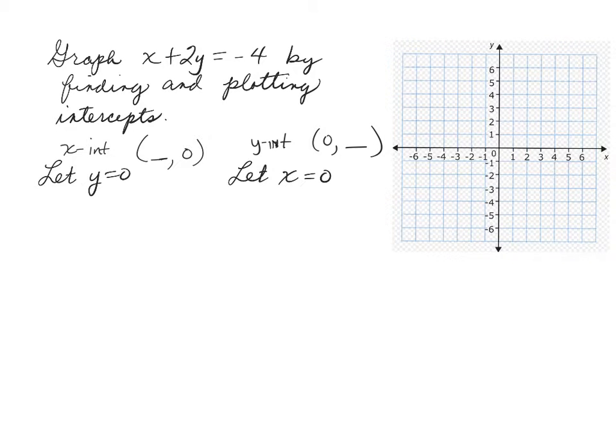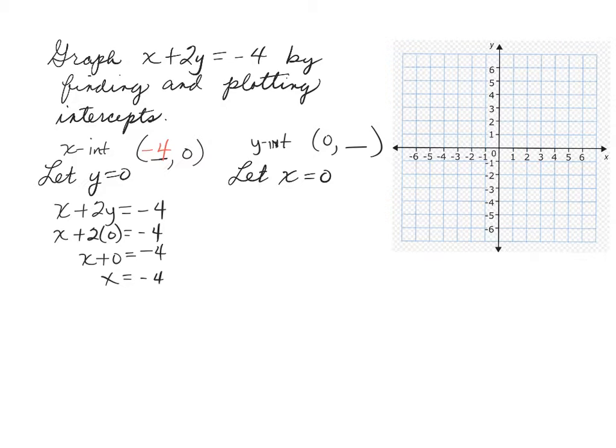So let's go back and let y equal 0 in our equation. Our equation is x plus 2y equals -4. So if y is 0, we have x plus 2 times 0 equals -4. But 2 times 0 is 0, so x plus 0 equals -4. X equals -4. That's our x coordinate for the x-intercept.